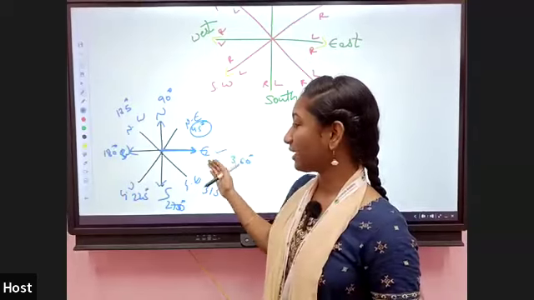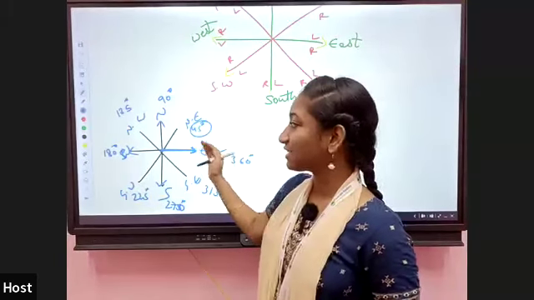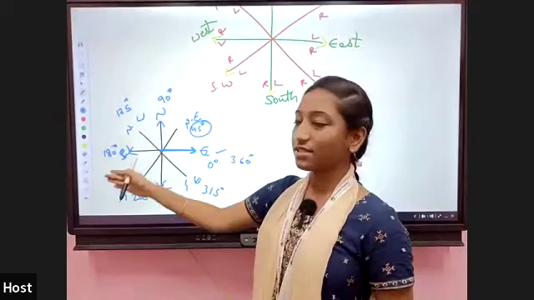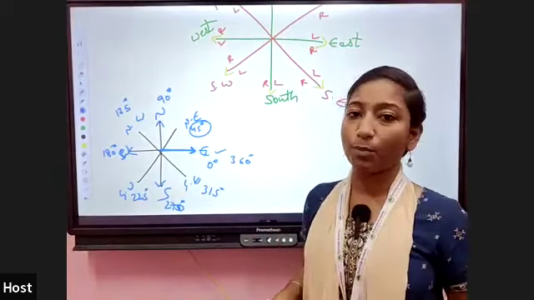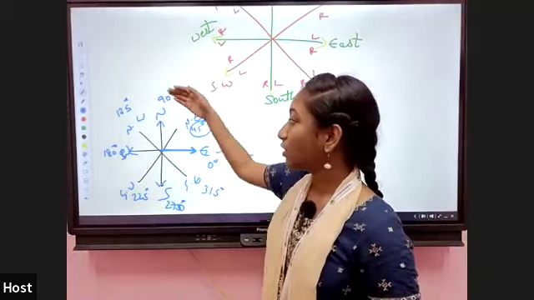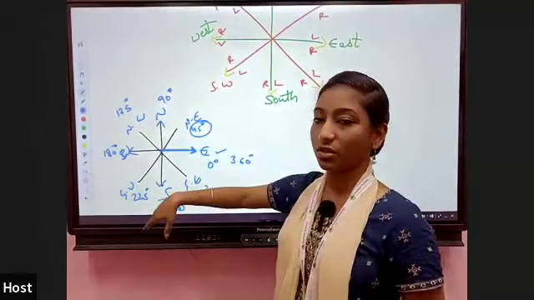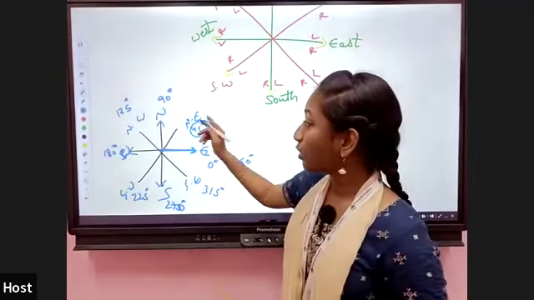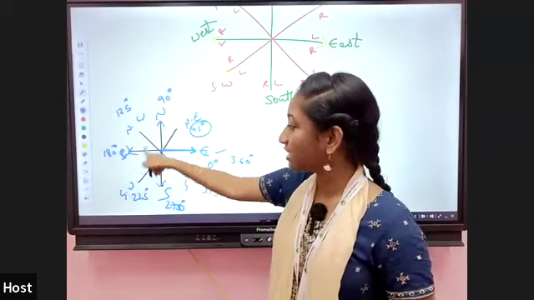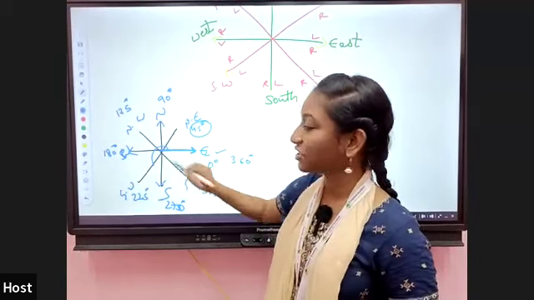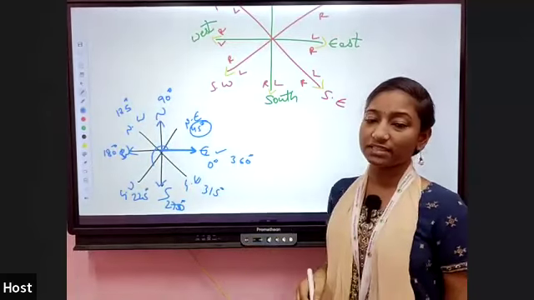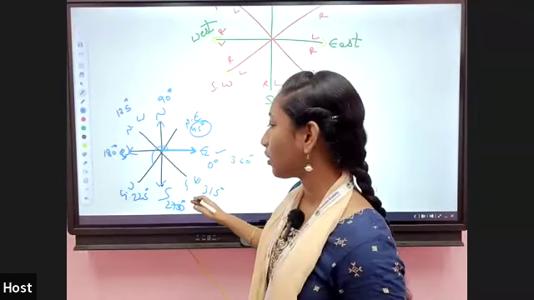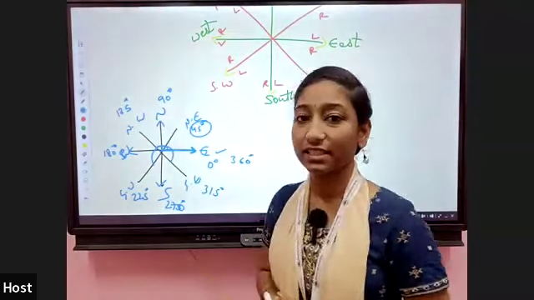So next, the angle between east and northwest is 135 degrees. Opposite angles: the angle between any opposite directions is 180. That means north to south, it is 180 degrees. West to east, it is 180 degrees. Northeast to southwest, it is 180 degrees, because these directions are in a straight line. We already discussed straight line means 180 degrees. Next, northwest to southeast, the angle is also 180 degrees.